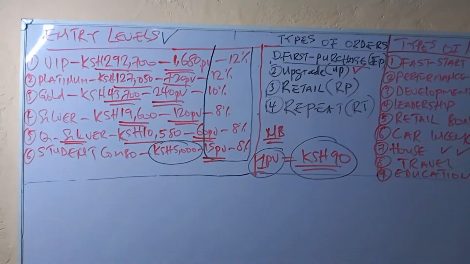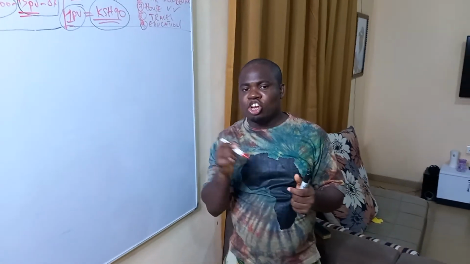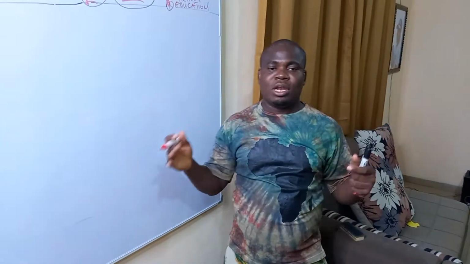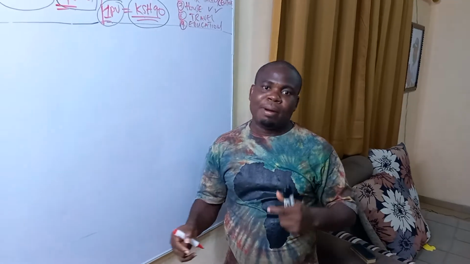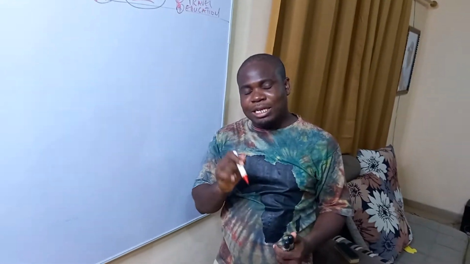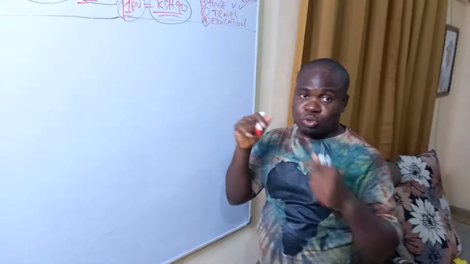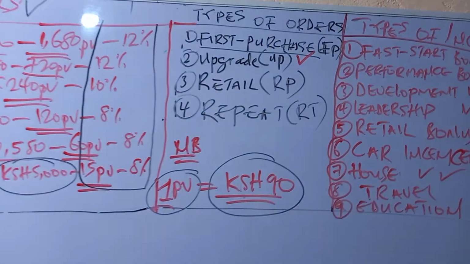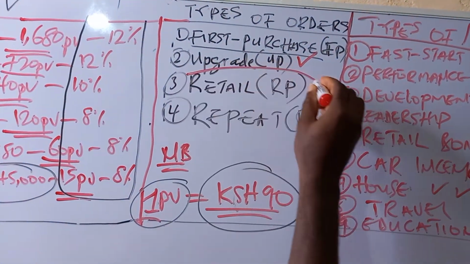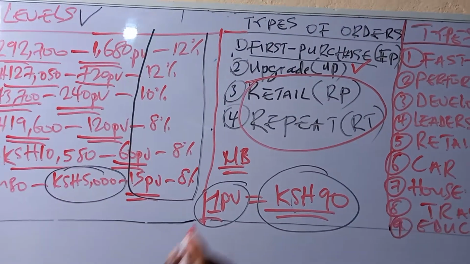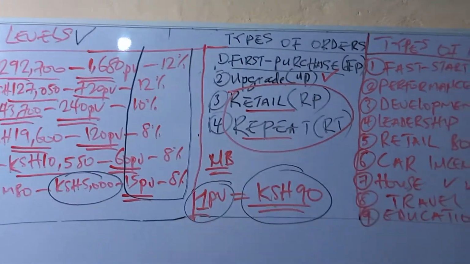But please take note that the essence of today's video is to make you understand that the money in Longrich is not in the upgrade order. You will hardly get this knowledge anywhere. They will tell you about the retail order, repeat order, the essence of doing it, the importance of doing it, but they will hardly teach it to you like I am coming to teach it to you today. So where is the money? It is in the retail and the repeat order. So in today's session, we're going to be focusing on these two, retail and repeat.